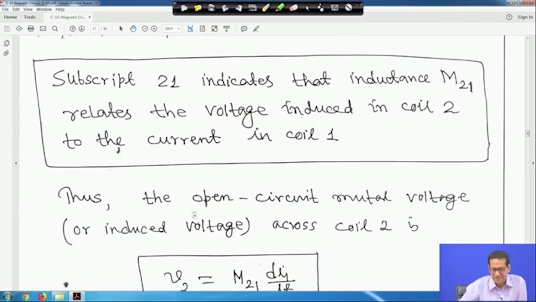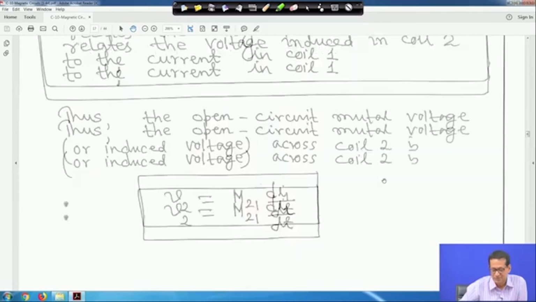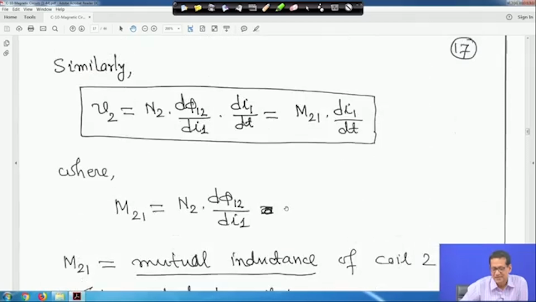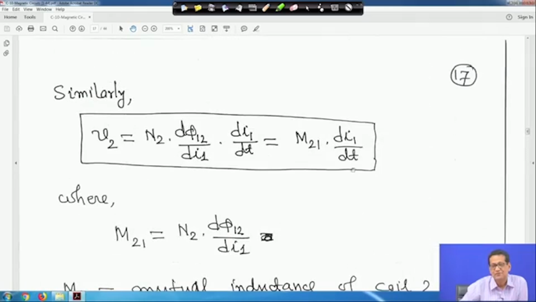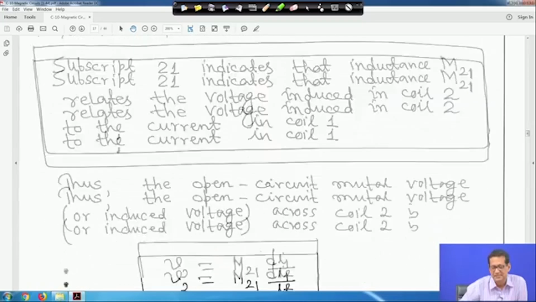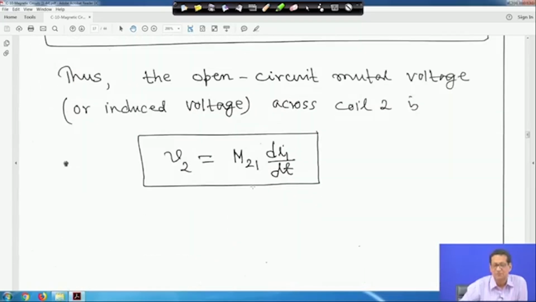So thus the open circuit mutual voltage, or induced voltage, across coil 2 will be V2 is equal to M21 di1 upon dt, because current I1 is actually creating the flux phi 1, and part of the flux links your coil 2. Therefore V2 will be M21 di1 upon dt, that here it is, right. So V2 is equal to M21 di1 upon dt. This is your induced voltage, right, due to the flux linking the other coil.